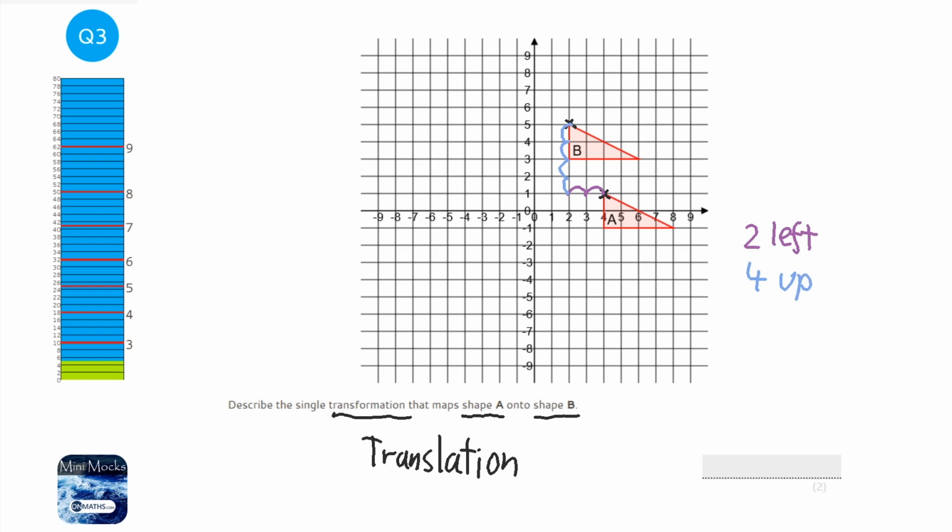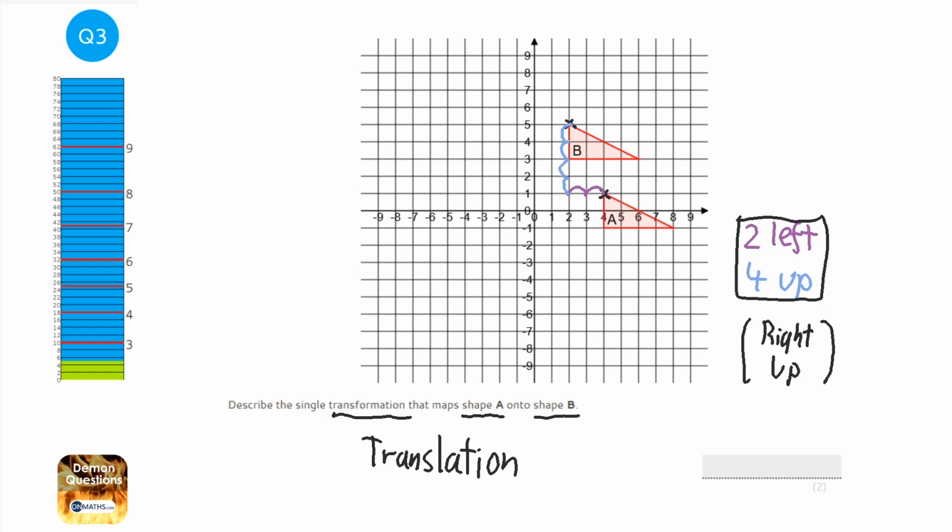Now the way of showing translations is by using vectors, and it sounds fancy, but it's just putting this information between a bracket. The number at the top of the bracket is how far right it's gone, and the number at the bottom is how far up it's gone. Well, let's do the number at the bottom first. So translation by, there's different words you could use there, and the number at the bottom, well, it's gone 4 up, so it's just a 4 there.